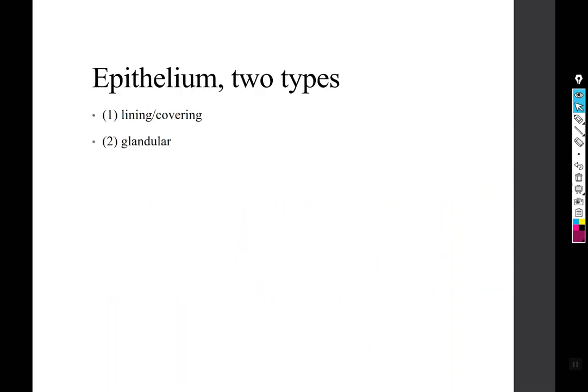So let's start by talking about an epithelium. And for this, there are 2 types: lining and covering, and glandular. So covering is skin. Lining is lumens. And I don't mean the measure of how bright a light is. The lumen is the empty void inside of a hollow organ.